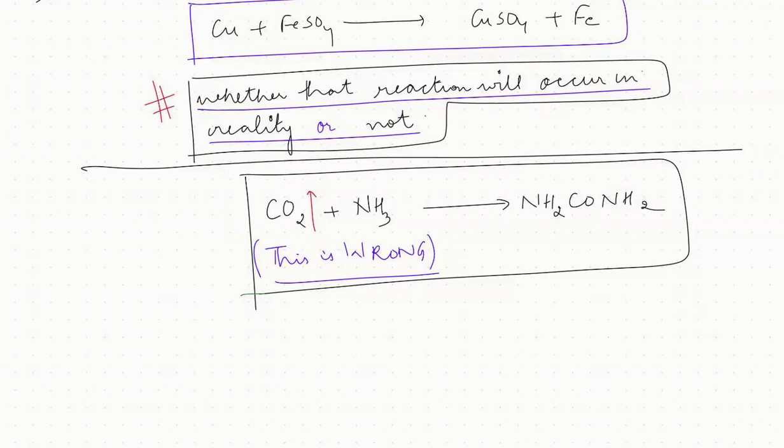Are you understanding? So putting up an upward arrow would mean that one of the reactions is actually gone. How is that even possible? Just tell me, you understand?